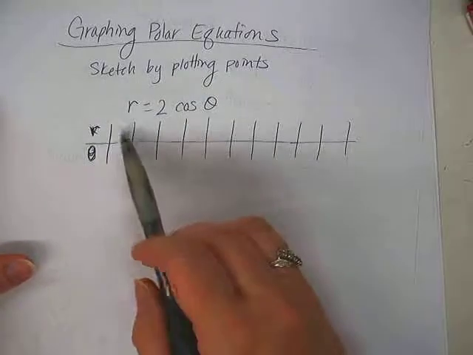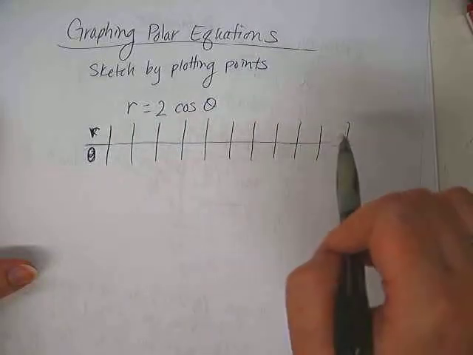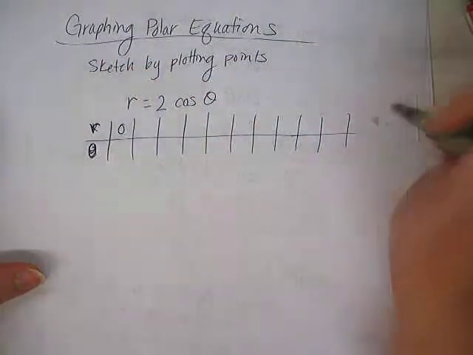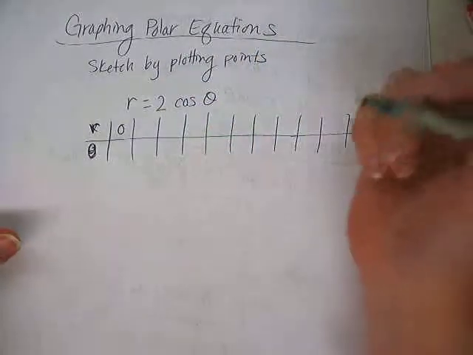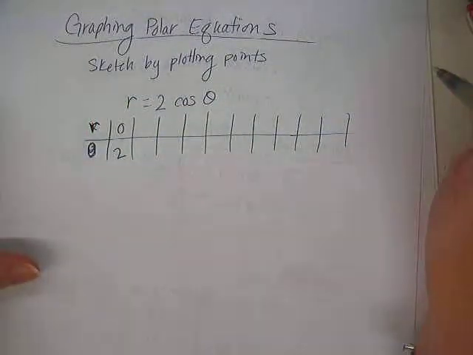So we're going to go ahead and plug in some angles and find the points that go with those angles and then plot points. So let's start at 0. What's the cosine of 0? 1. And 1 times 2 is 2. This is where having your chart memorized is very nice.